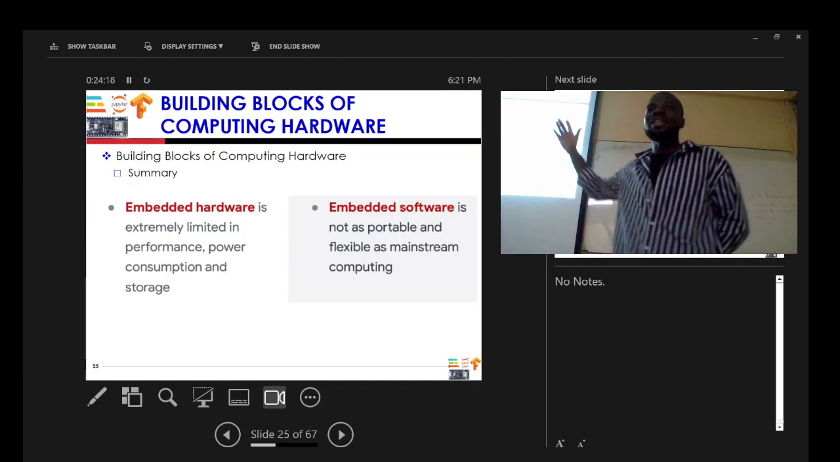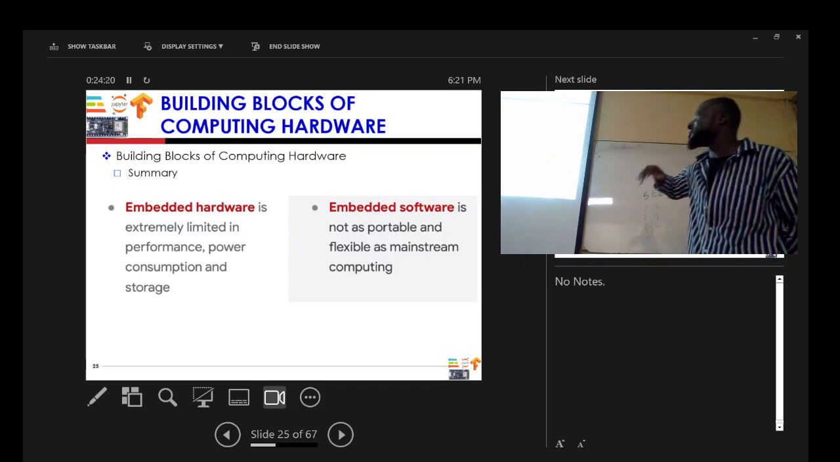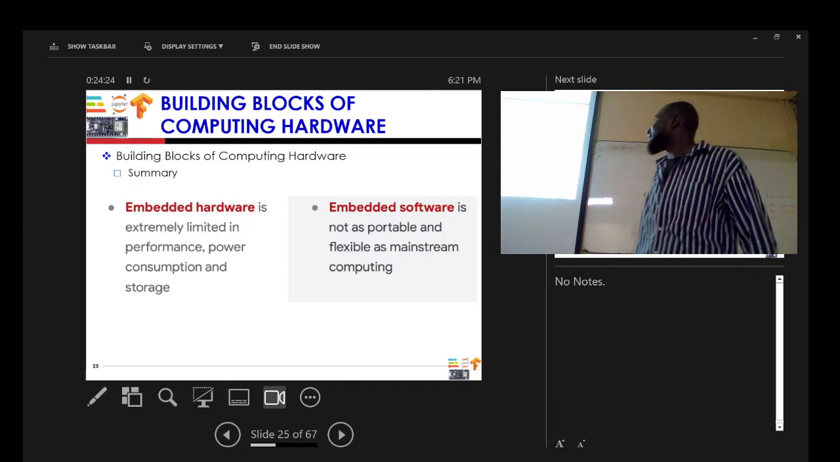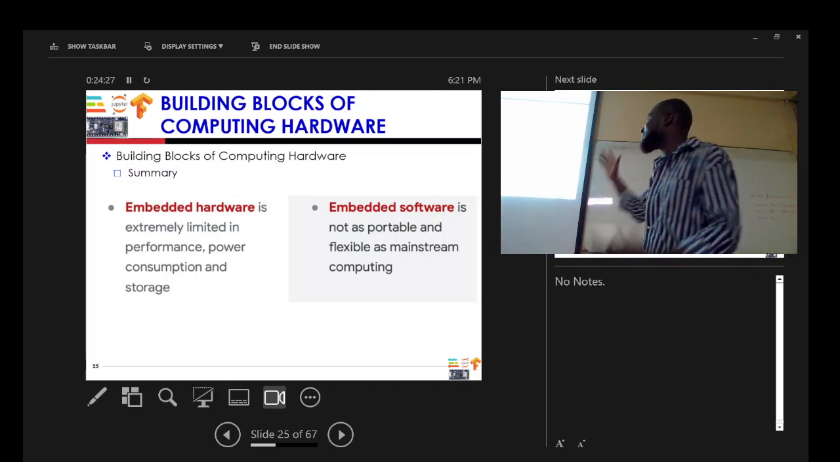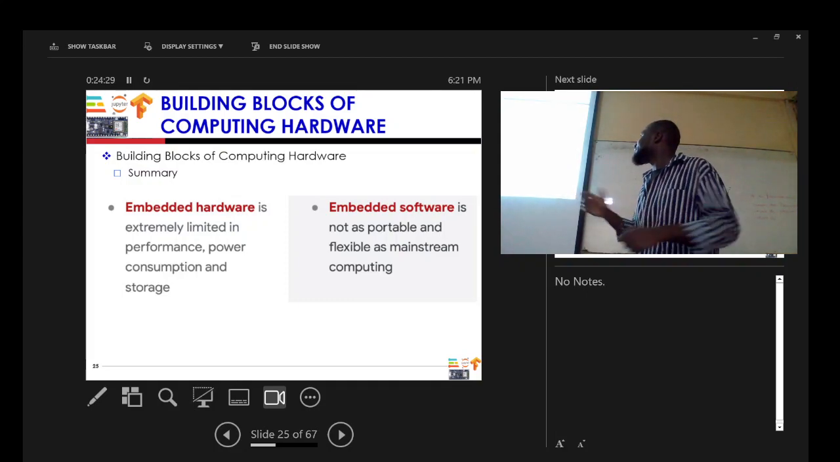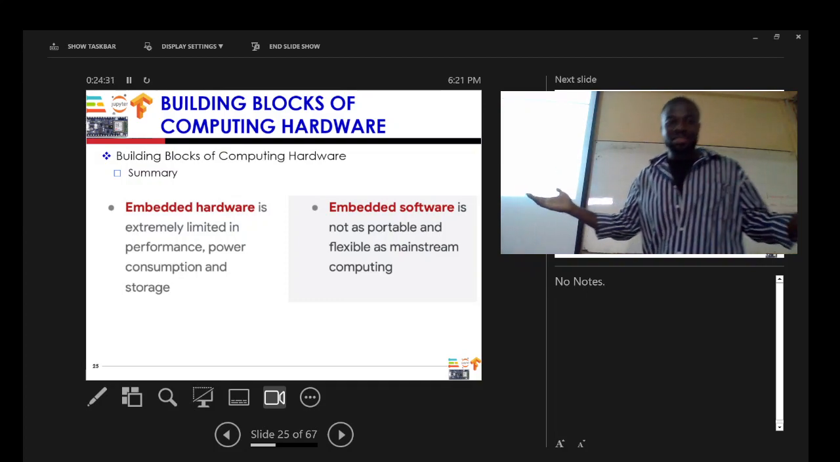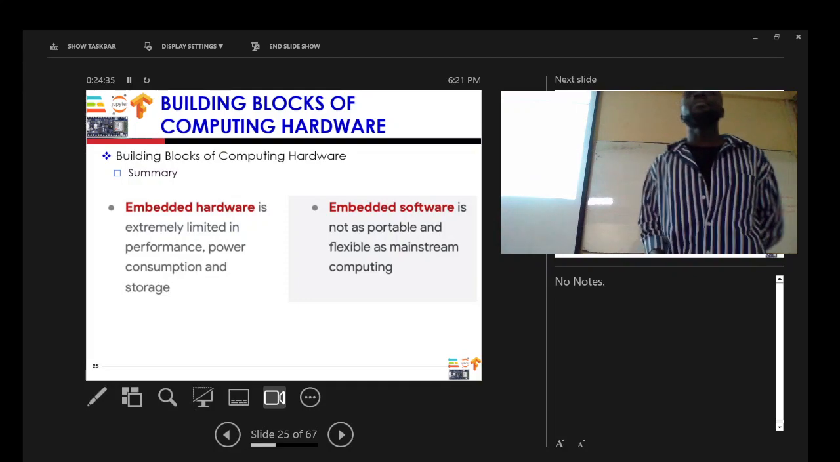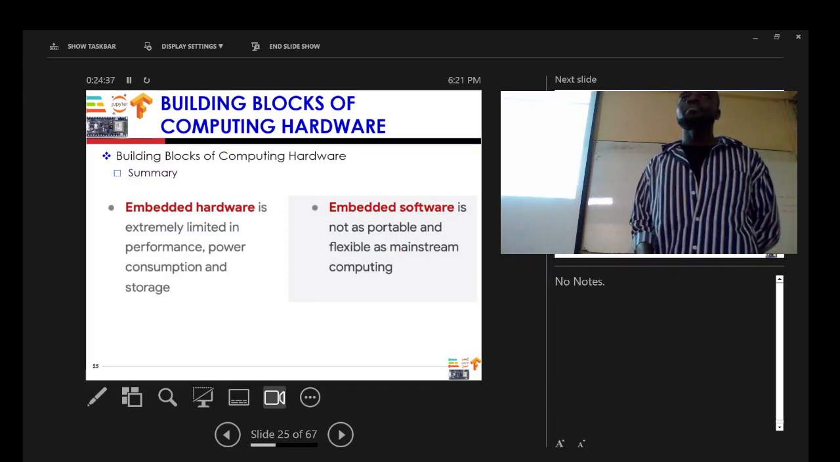In summary, an embedded system is extremely limited in performance and power consumption, and it is not as portable and flexible as a mainstream computing system. That's just what I talked about. So this is embedded hardware.